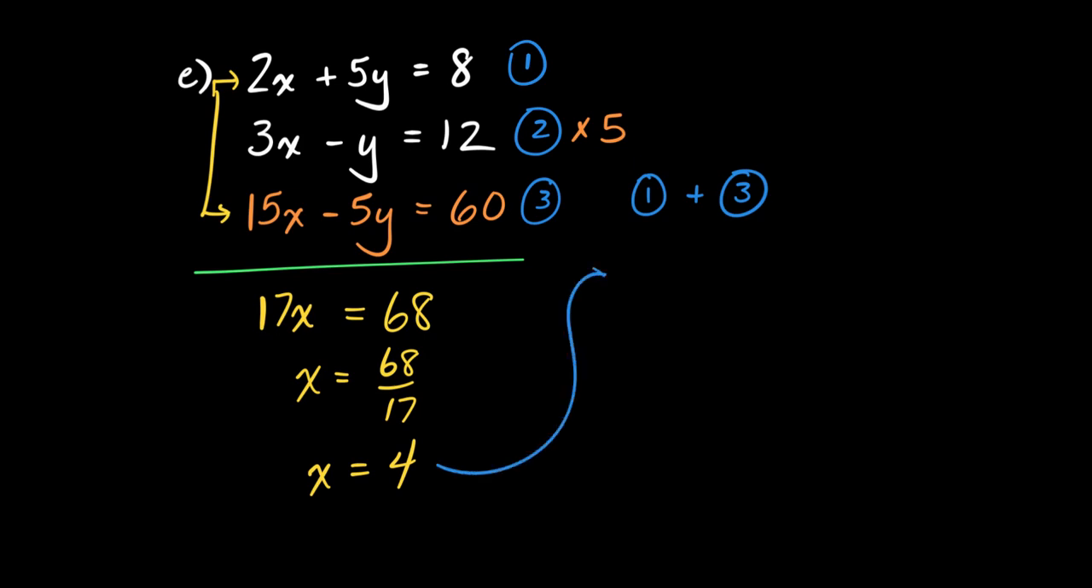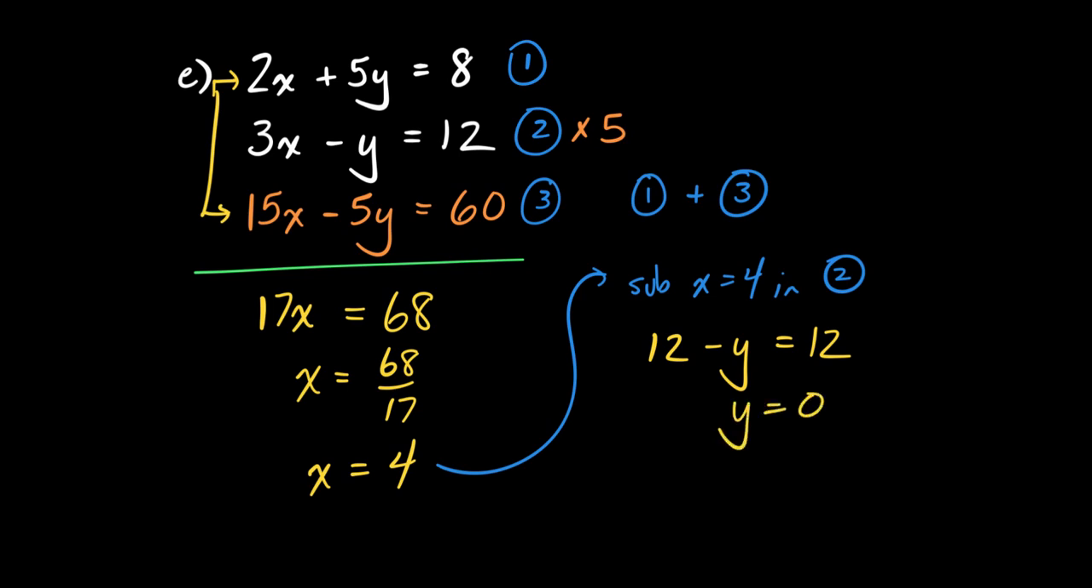So I can now go through and sub x equals 4 back into one of my originals. And I think the easiest one to sub that back into right now is going to be equation 2 because I have a coefficient of 1 on my y. So I can replace my x with 4. There is a 12 minus y equals 12. Well, pretty quickly, when I get my 12 minus 12, I'm going to get a y value of 0. And therefore, I have my final solution. There is an x value of 4 and a y value of 0.